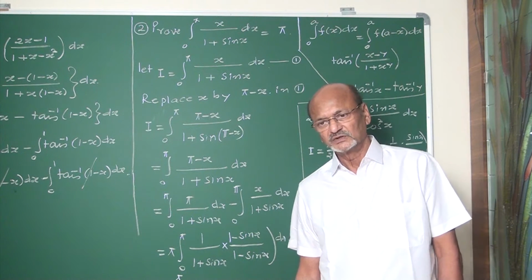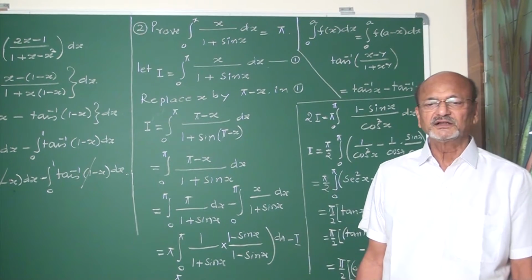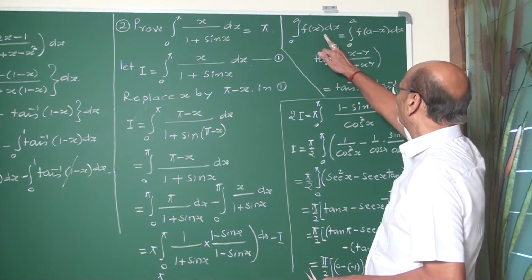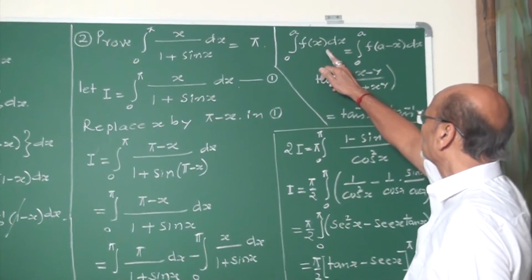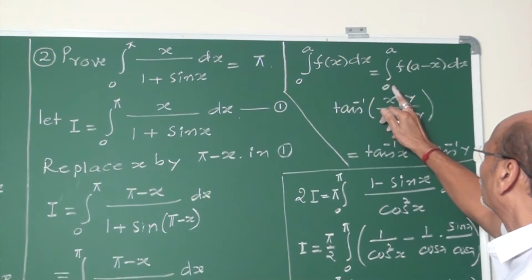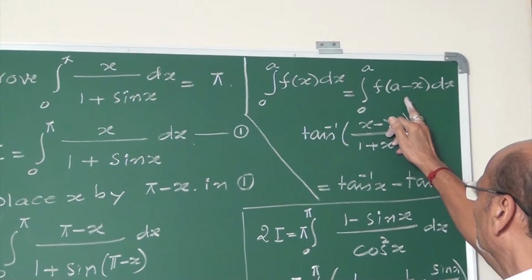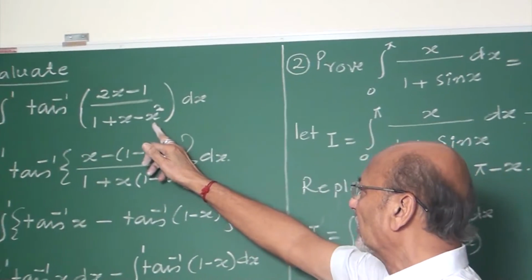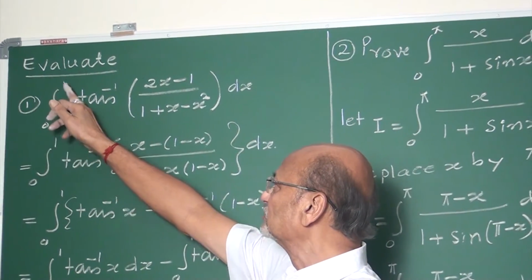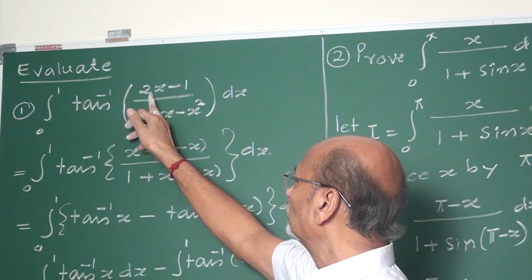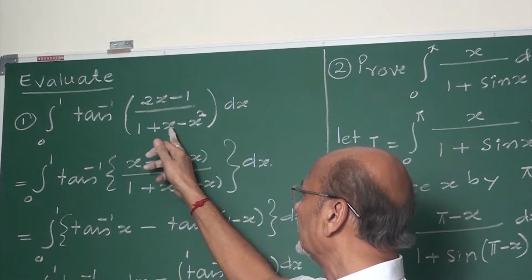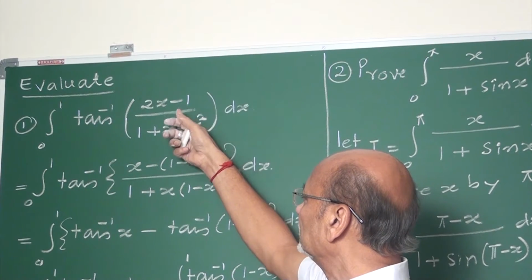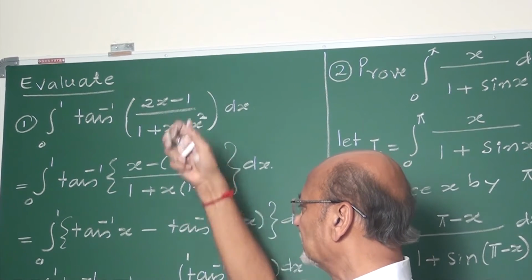Still, there is one more example they may give along with a theorem. Prove that the definite integral from 0 to a of f(x) dx equals the integral from 0 to a of f(a minus x) dx, and hence evaluate the integral from 0 to 1 of tan inverse of (2x minus 1) upon (1 plus x minus x square). Above is a theorem, and we evaluate this example integral.